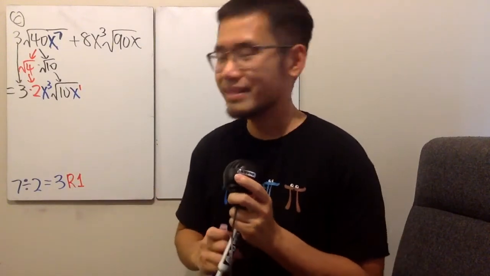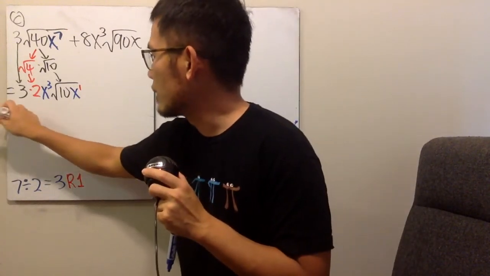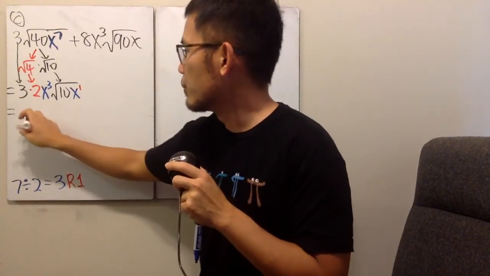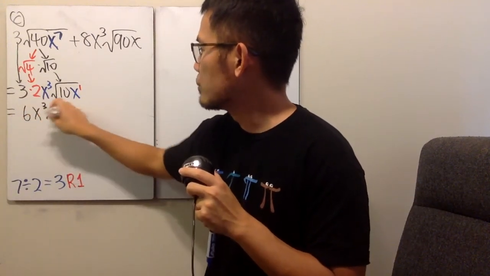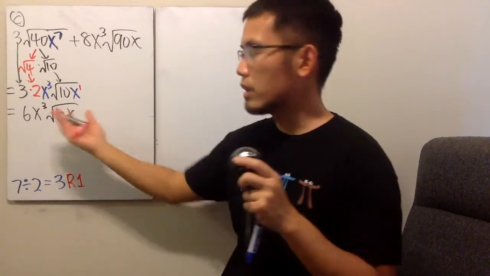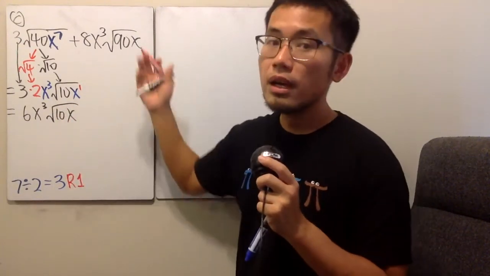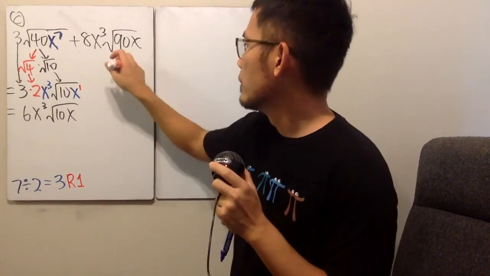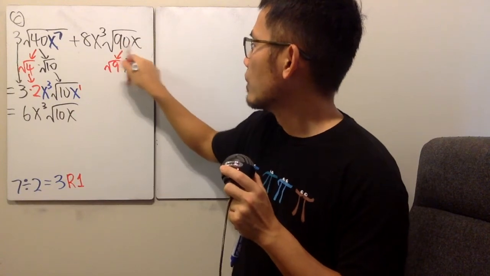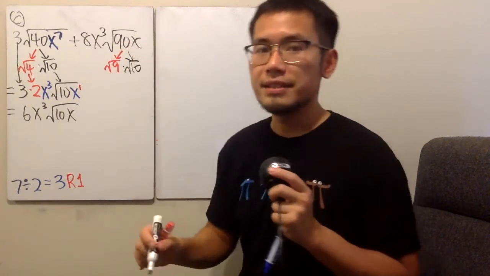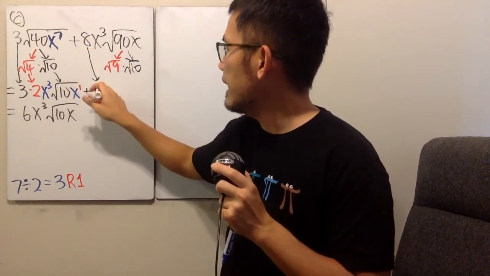So the first part, if you want to continue to finish everything, you see this is 3 times 2, which is 6. And then we have the x to the 3rd power, and then square root of 10x to the 1st power. That's the first part. For the second part here, square root of 90, we can break it down. We know square root of 9 times square root of 10 will give us square root of 90. That's excellent. First, let me put down the plus and then bring down the 8.